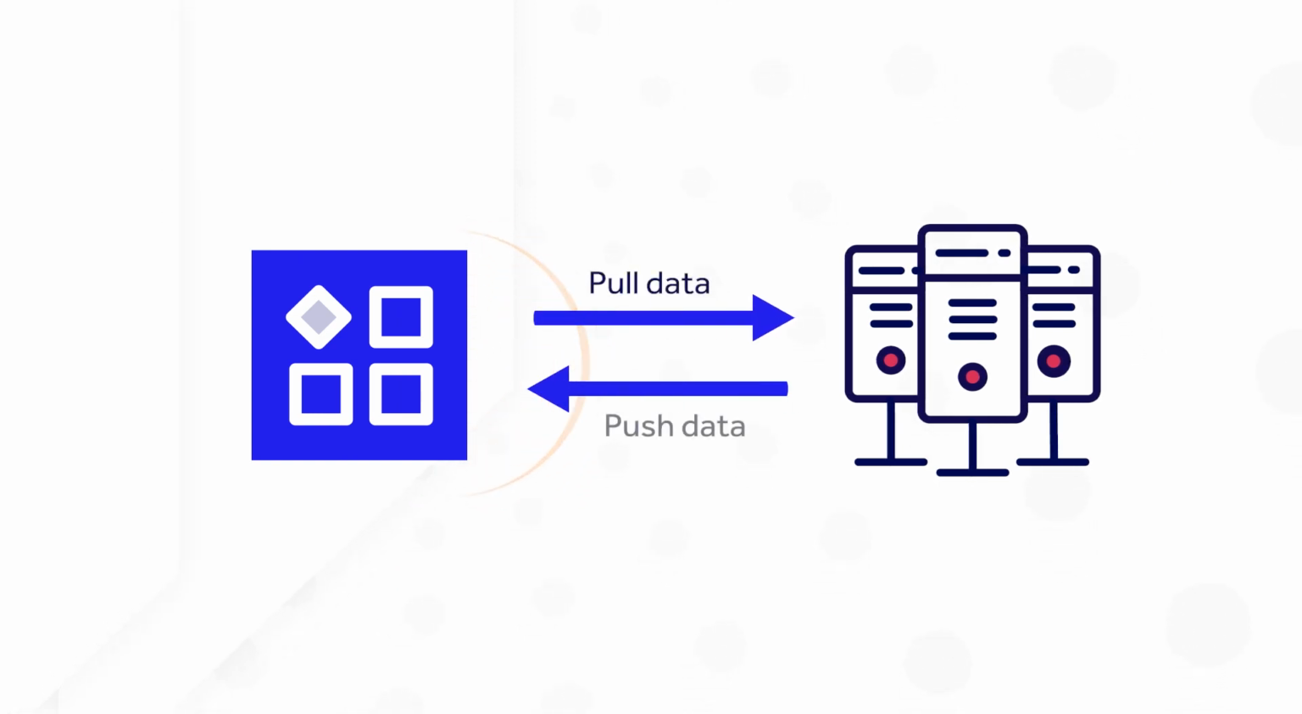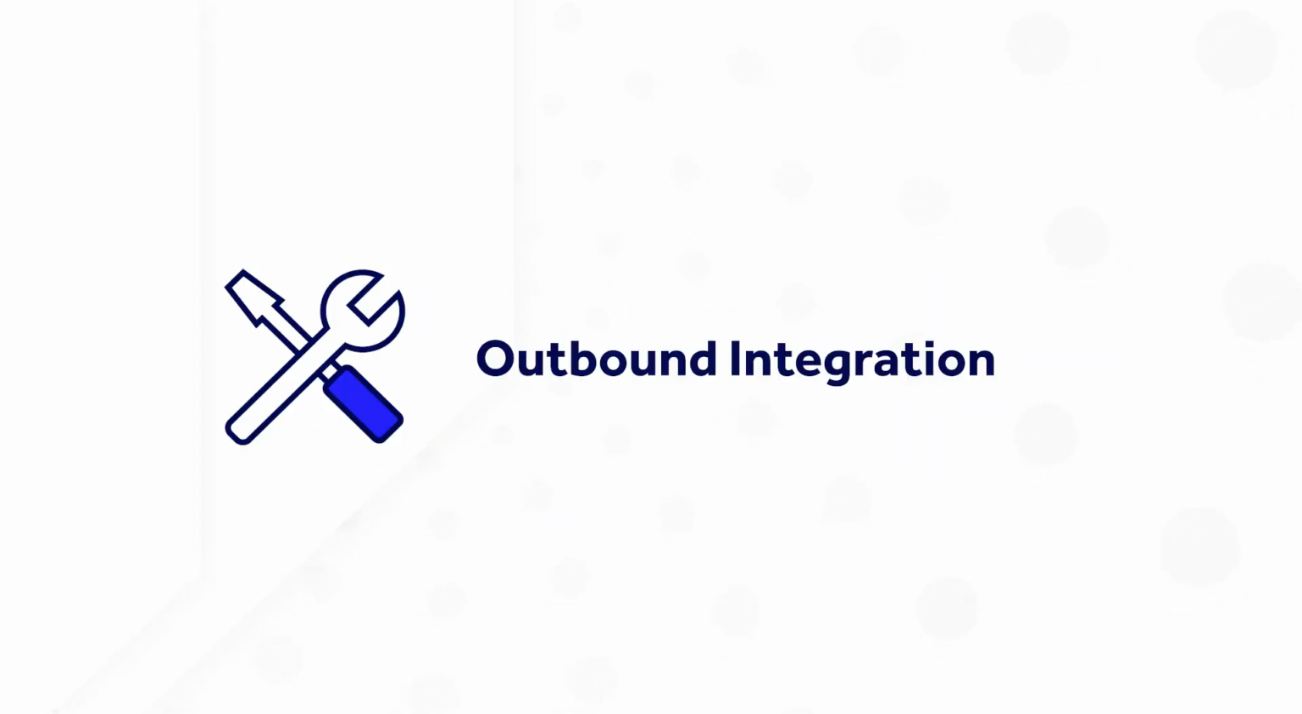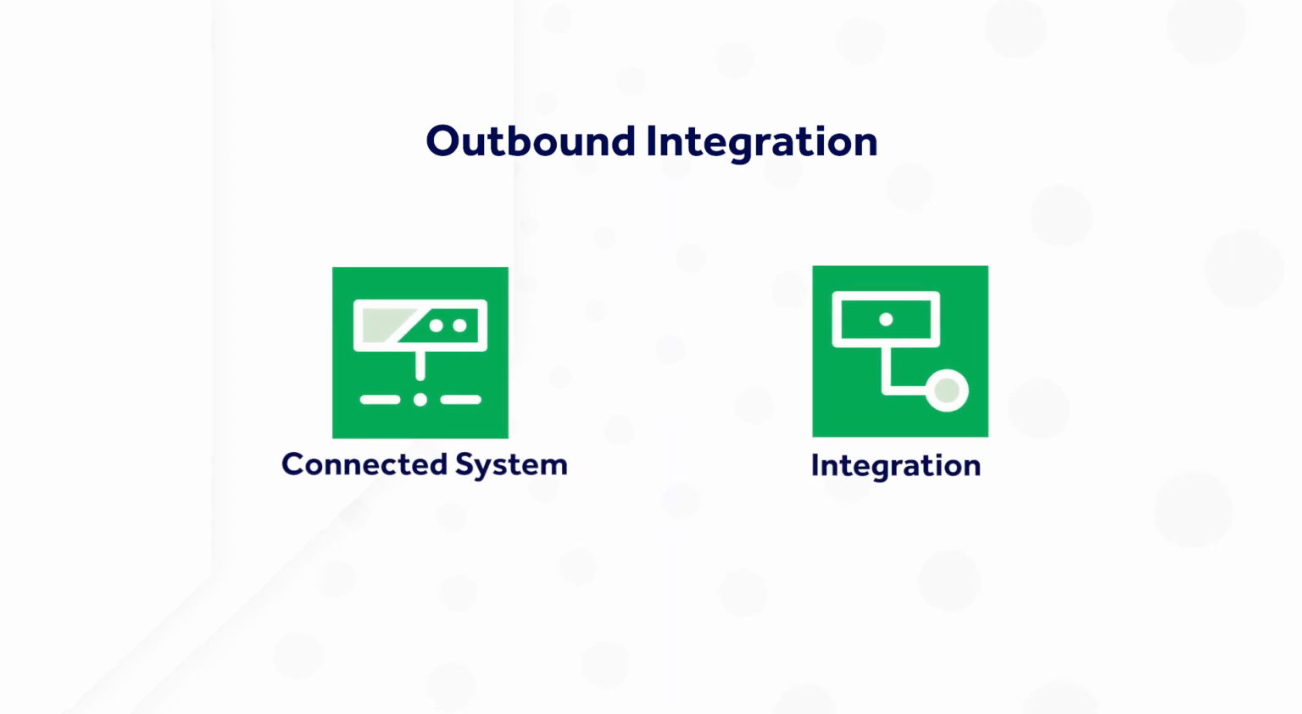If Appian is initiating a call to either pull data from an external system or to push data to an external system, then you need to build an outbound integration. This can be done by using a connected system object with an integration object.